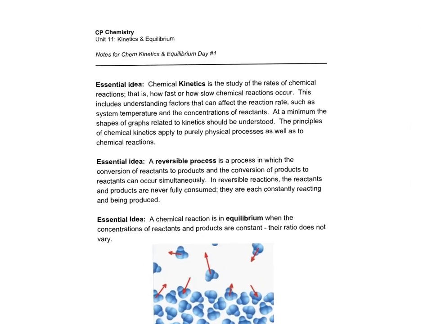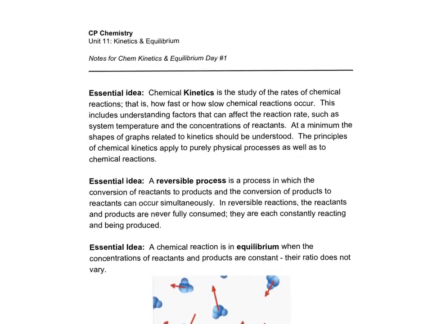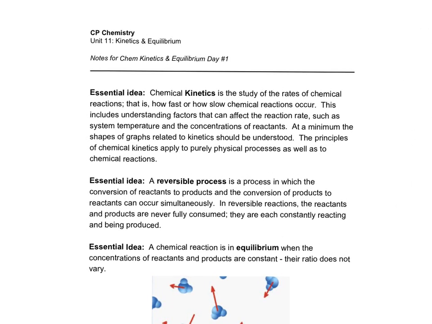Chemical kinetics is the study of the rates of chemical reactions. So previously we have talked about the fact that chemical reactions happen, the rearrangement of the atoms. We've talked about the energy involved in them, but we've never talked about the speed at which they occur. So that's what chemical kinetics is about.